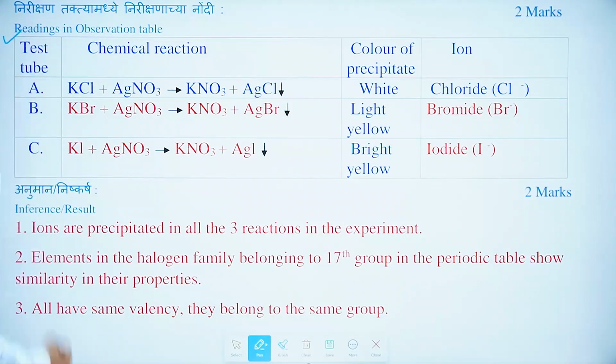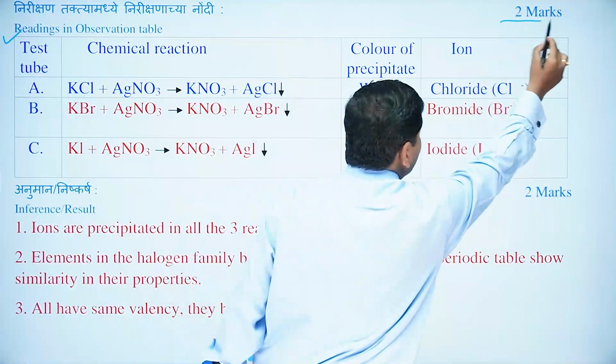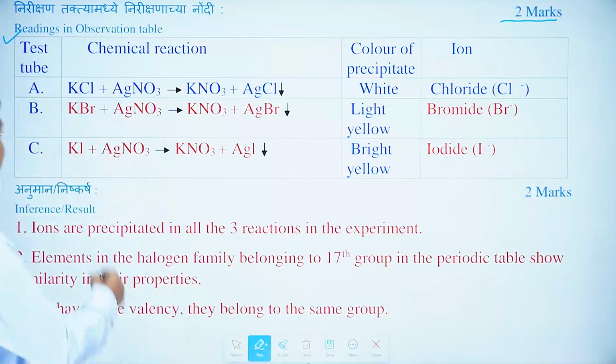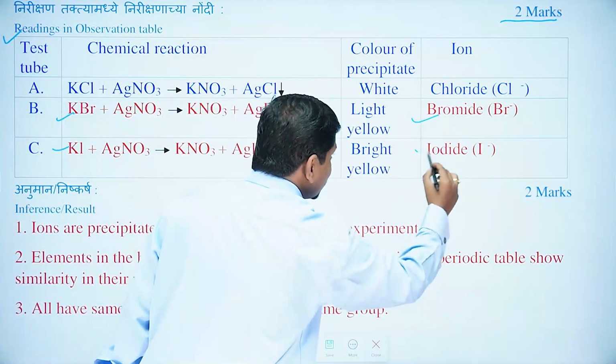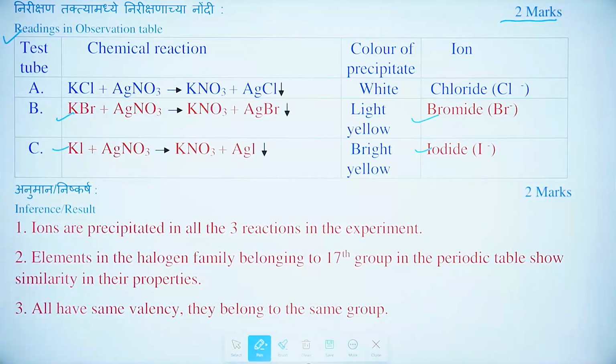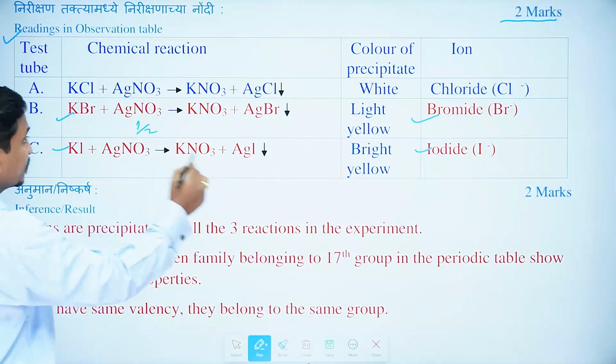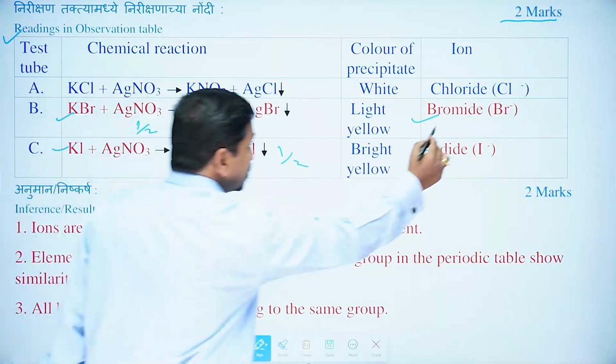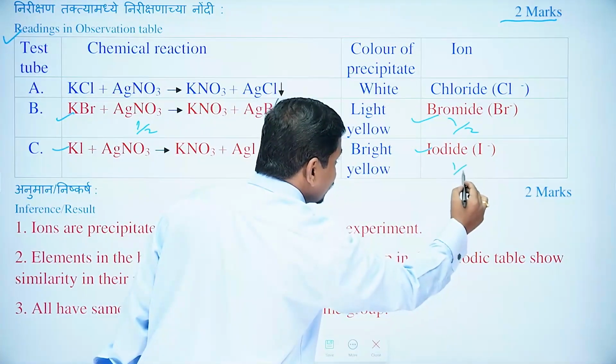For observation table, you will get 2 marks. For writing any 4 blanks, you will get 2 marks. Half mark for this, half mark for this, half mark for this, and half mark for this.